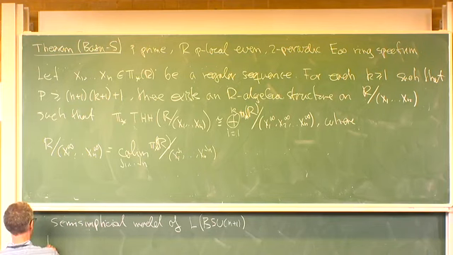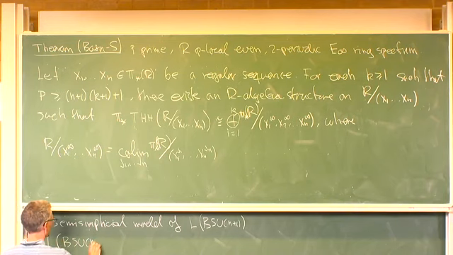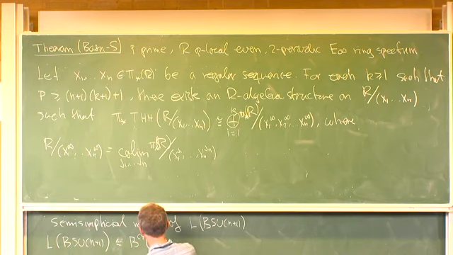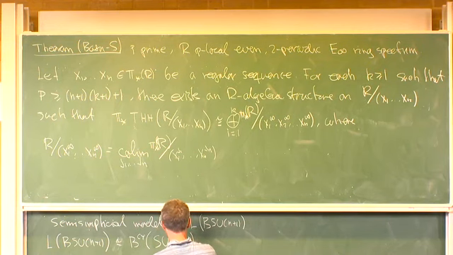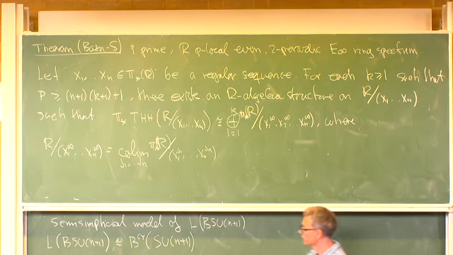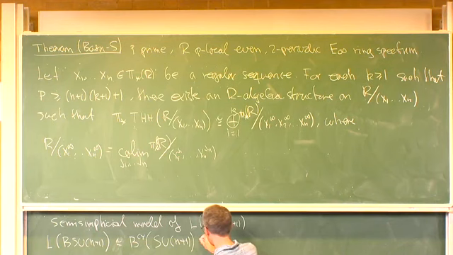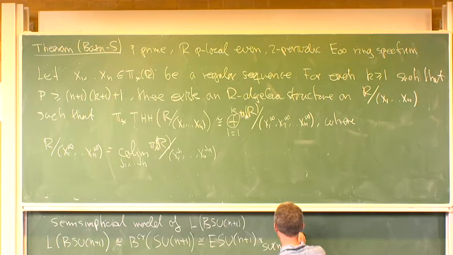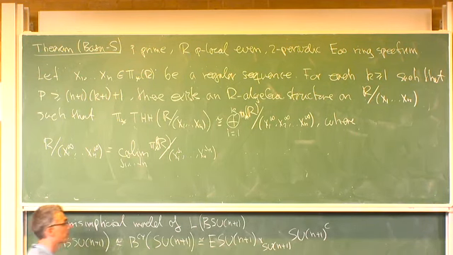Well, this free loop space is equivalent, not homeomorphic, but homotopy equivalent, to the cyclic bar construction of the group SU(n+1). This is a classical fact which is true for any group. And this cyclic bar construction is actually homeomorphic to the homotopy orbits of SU(n+1) acting on itself by conjugation.